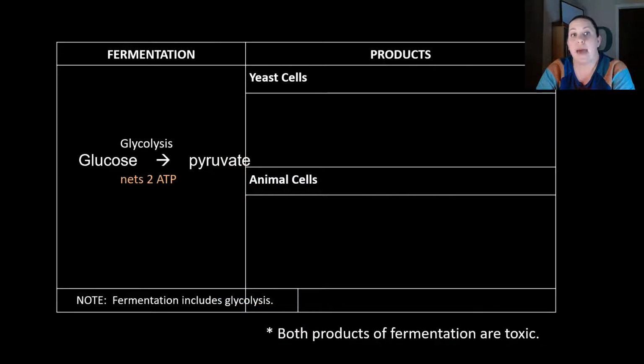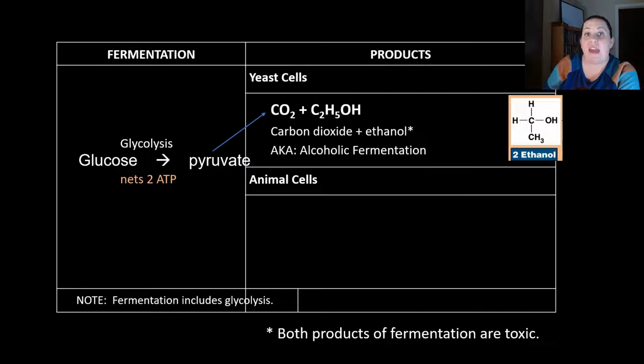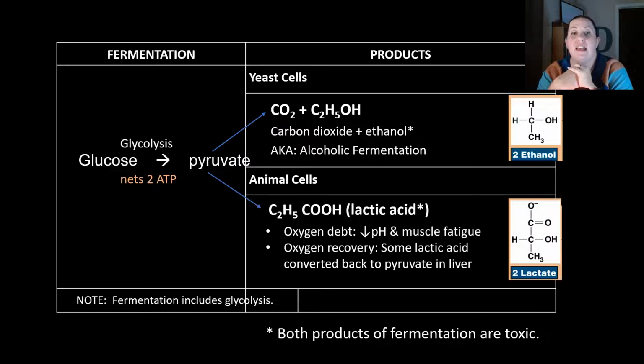So let's talk about what happens with fermentation. Fermentation is glycolysis. We're going to take that glucose and break it down into pyruvate, and we do see 2 ATP get made. Now in yeast cells, the pyruvate is going to be converted into CO2 as well as C2H5OH, which is ethanol. Ethanol is an alcohol, and this is the product used for fermentation to create alcohol for us. On the other hand, in animal cells, pyruvate is going to get converted into C2H5COOH, which is lactic acid.